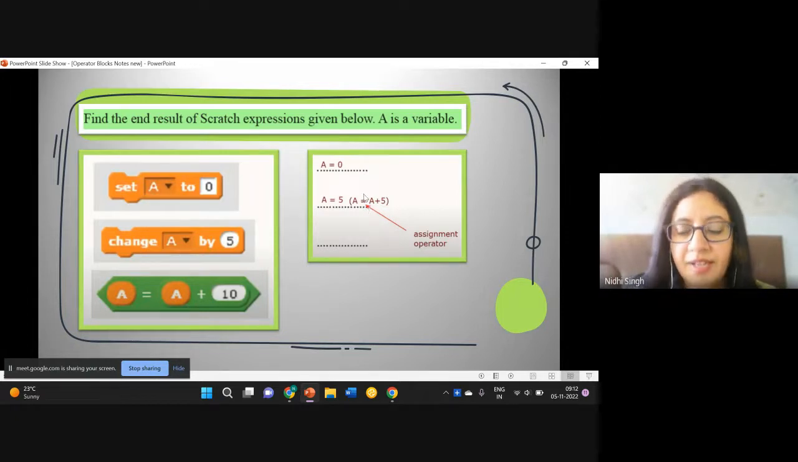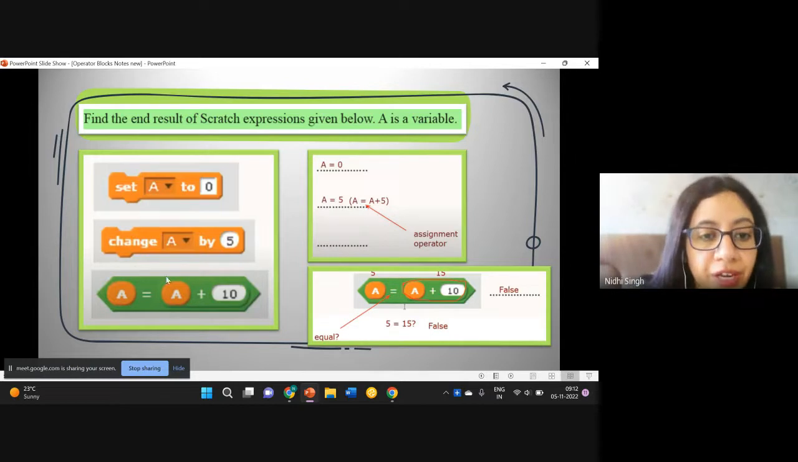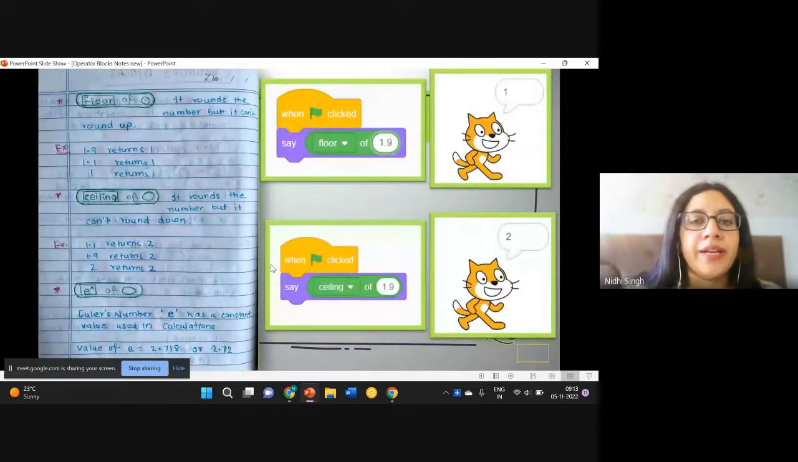Okay. All right. Now, see, ma'am, here A plus 10 is 15. So okay, just leave this part for the time being. Previously A was 5, and now they are checking A plus 10, which is 15. Is 5 equal to 15? False. So it depends how we are using this as a condition. Okay? All right.